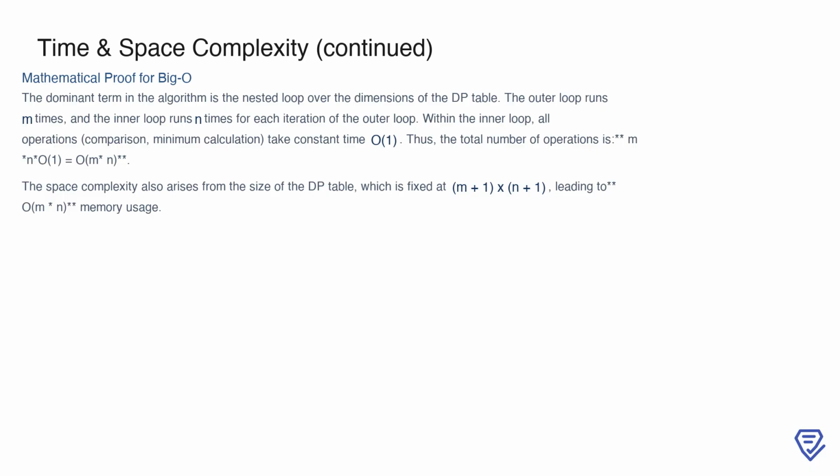For space complexity, the dominant factor is the DP table itself, which has fixed dimensions of m+1 by n+1. This requires m*n memory, as the table size is directly proportional to the product of these dimensions. Thus, both the time and space complexity of the algorithm are proven to be m*n.